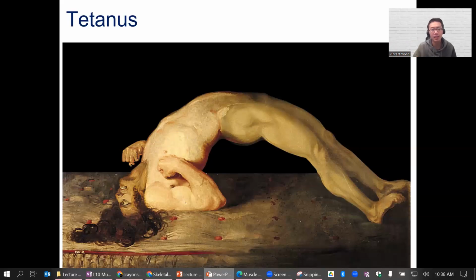You cannot relax, right? What's another name for tetanus? Does anybody know the common name for it? Something to do with the jaw? Somebody heard of it? Lockjaw. Yeah, exactly. It's called lockjaw because you can see in this picture the jaw is locked in place, can't relax.